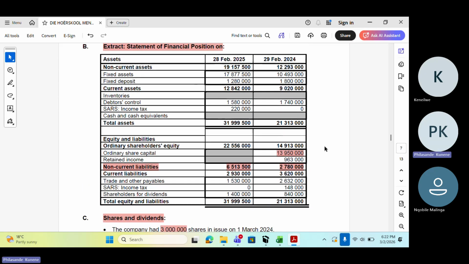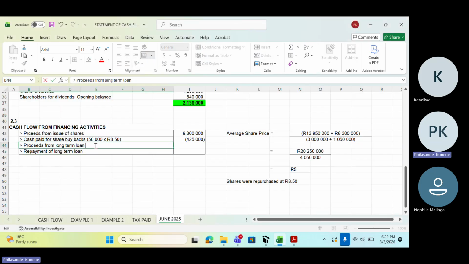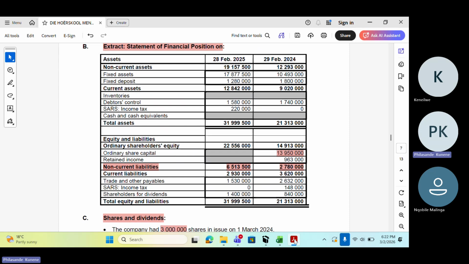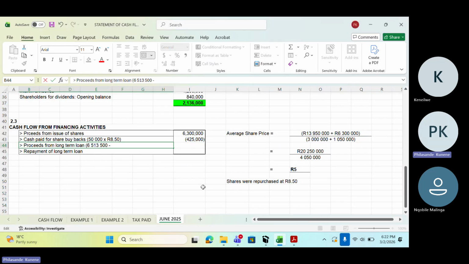It went up from 2,780,000 to 6,513,500 rands. Okay. It did not go down to 2,780,000 rands. Since the loan has increased, the non-current liabilities have increased. What do they indicate? Is this an inflow or an outflow?